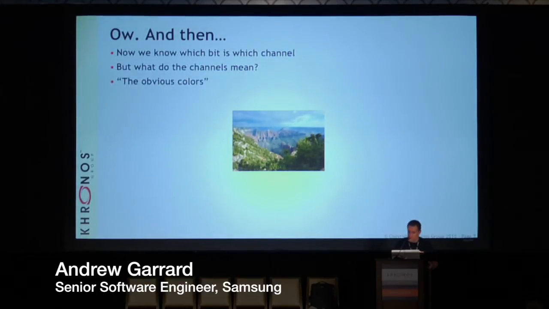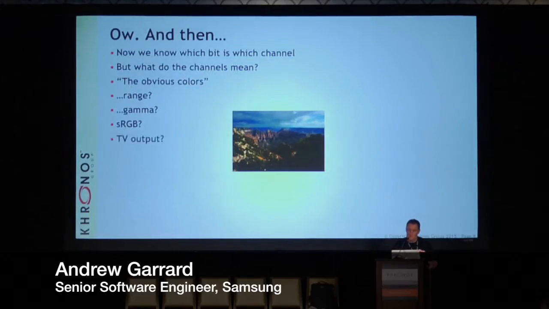If you've got the obvious colors, that's fine. But then maybe you got the range slightly wrong, so everything looks a bit dim. Or maybe you got the gamma wrong, so everything looks a lot dim. Then maybe you've got things like sRGB to worry about, or you're outputting to a TV. And then there are lots of TV standards, because of course there are. So you have to deal with all of those.